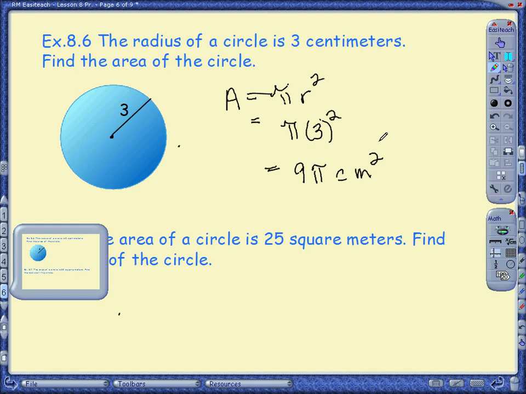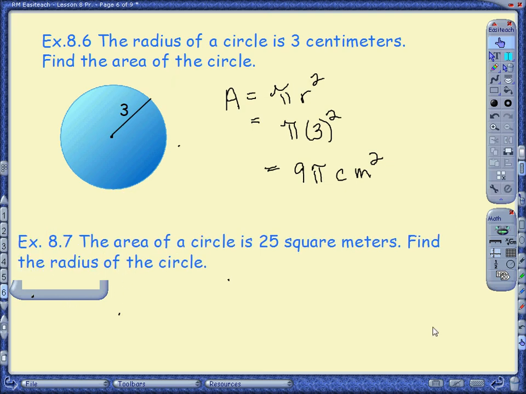You can leave it like that, or you can multiply it out and approximate the answer using your calculators. Okay, this is not going away for some reason, and I'm not sure why. I'll use my mouse to try and get it to go away, and it's not going away. Okay, there it goes. All right.